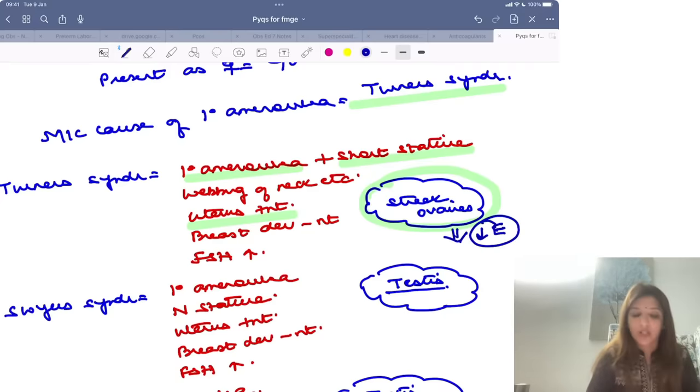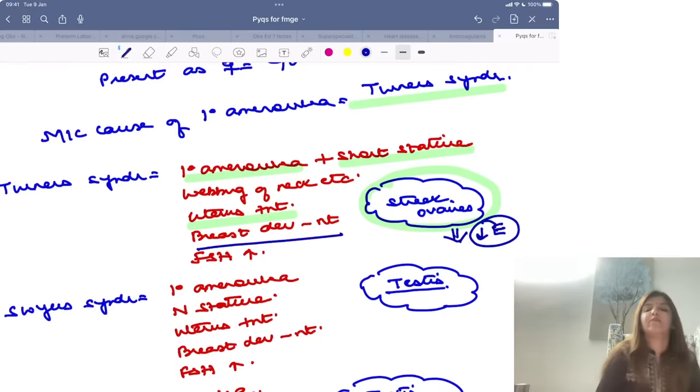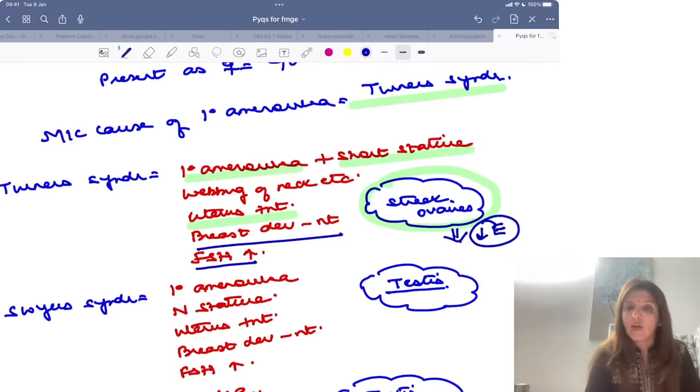these streak ovaries will produce decreased estrogen. And kyunki estrogen nahi hoga, that is why breast development will be absent. And because estrogen nahi hoga, the negative feedback on FSH will go, and so the FSH levels are high. So this is what you have to remember in Turner syndrome. Primary amenorrhea, short stature, streak gonads. Streak gonads, that means less estrogen, that means breast development not proper, and that means that FSH levels are high. Uterus is present in Turner's syndrome.